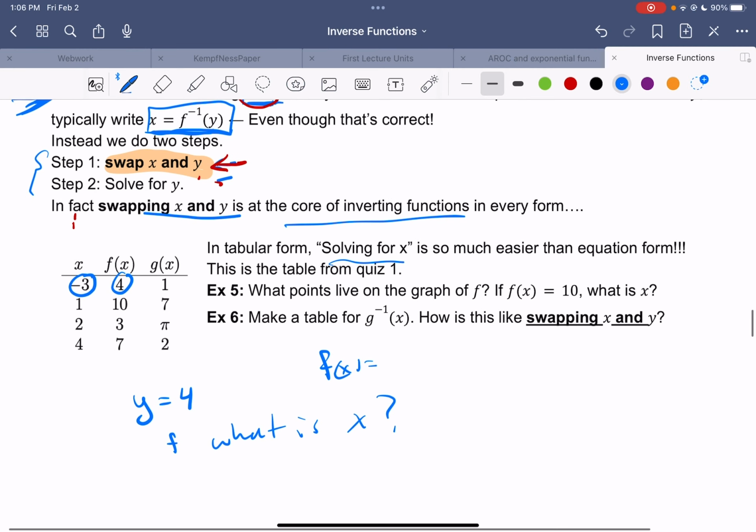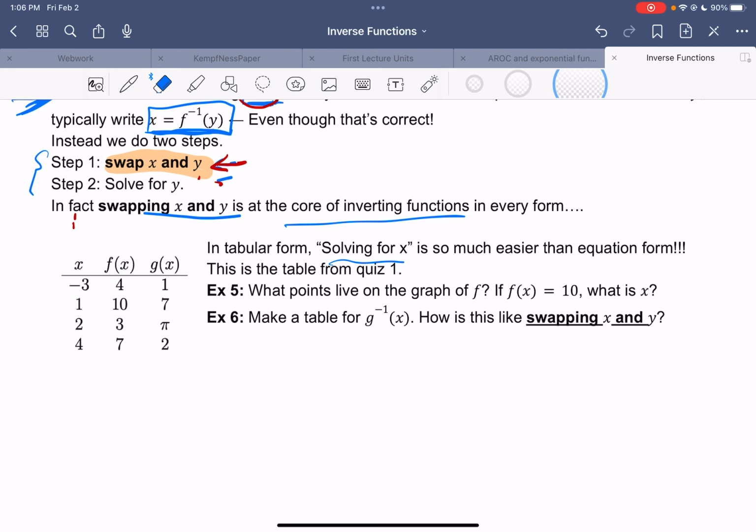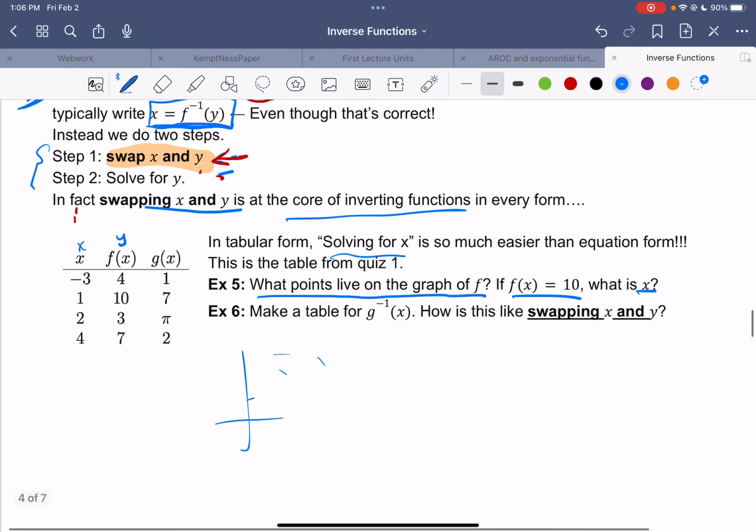Alternatively, if I said f of x equals 4, what is x? You'd say minus 3, right? So in tabular form, it's super easy to do that. What points live on the graph of f? So I already sort of answered that when I was previously graphing f, right? You have x and y, and you just graph them. If f of x equals 10, what is x? It's 1, because the y value is 10.